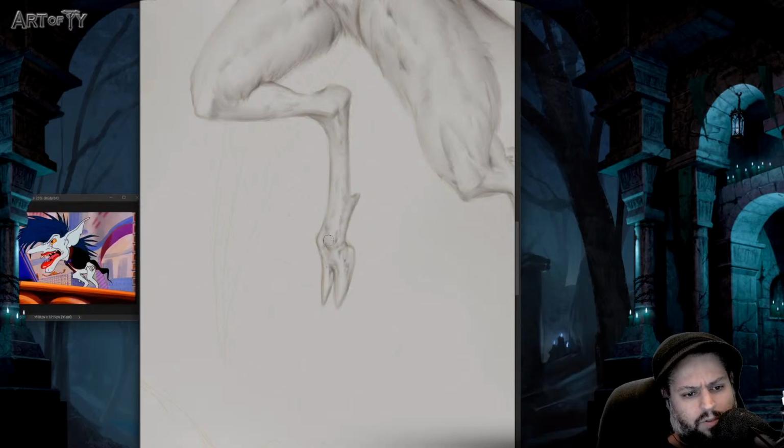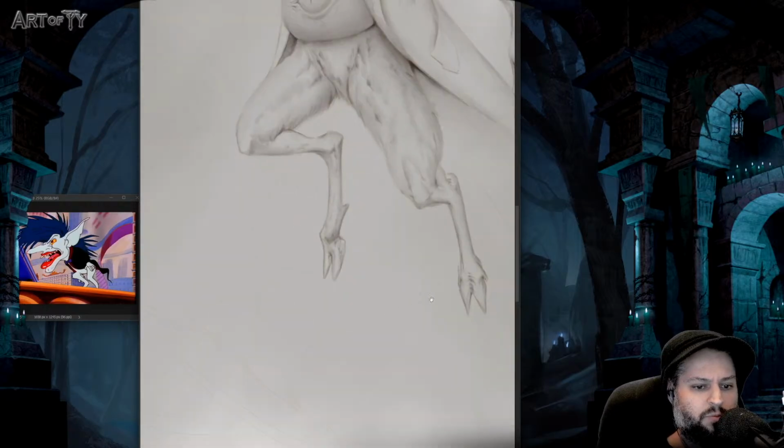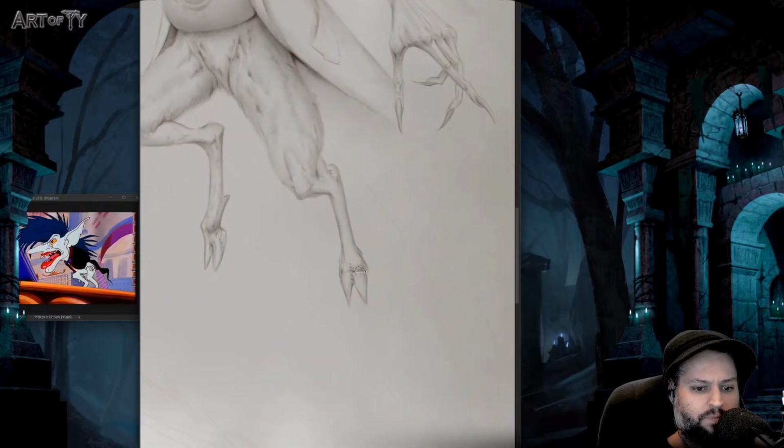Let's just pull a little bit of the highlight in this area, and let's bring a little more shadow underneath this section. Yeah, we'll go for a little bit bigger form description there.